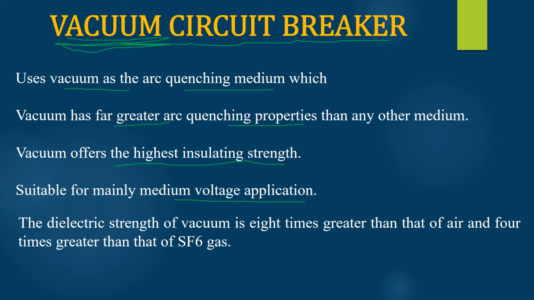The dielectric strength of the vacuum is 8 times greater than that of air and 4 times greater than that of SF6 gas. So, arc quenching is quite easy in vacuum as compared to other circuit breakers. The arc interruption in vacuum circuit breakers occurs at first current zero with dielectric strength between the contacts building rapidly. So here in vacuum circuit breaker the arc quenching is quite easy.